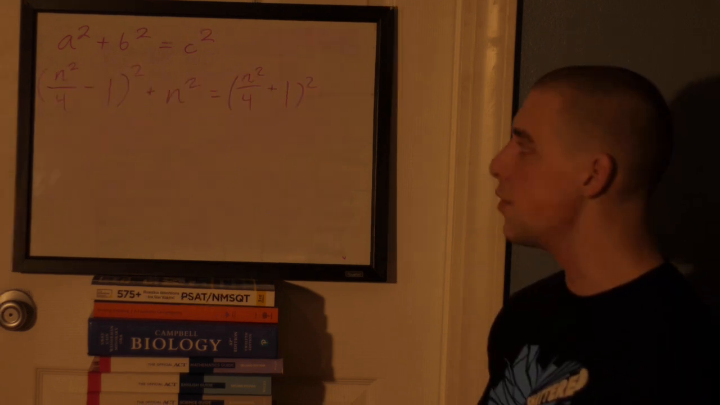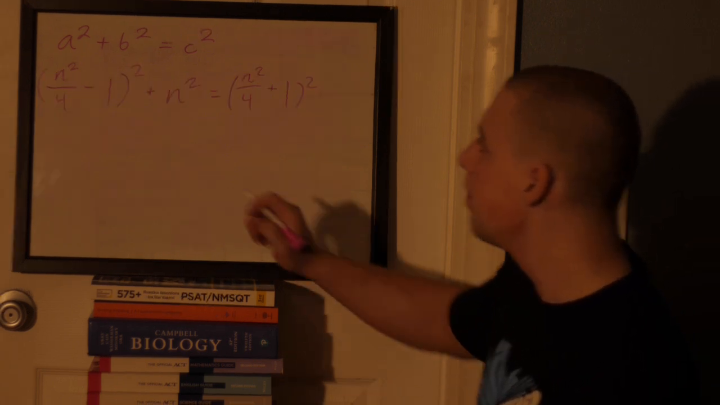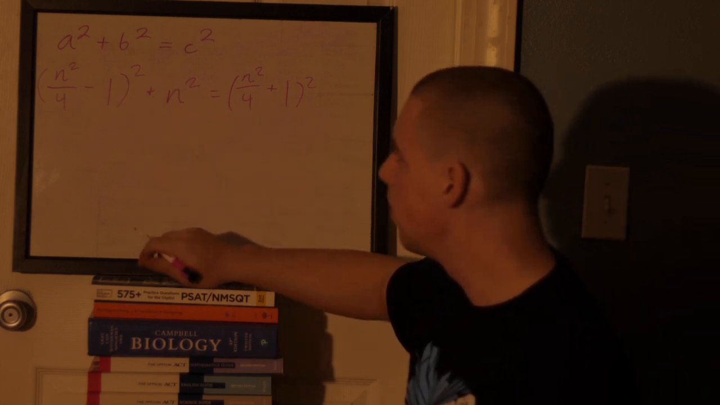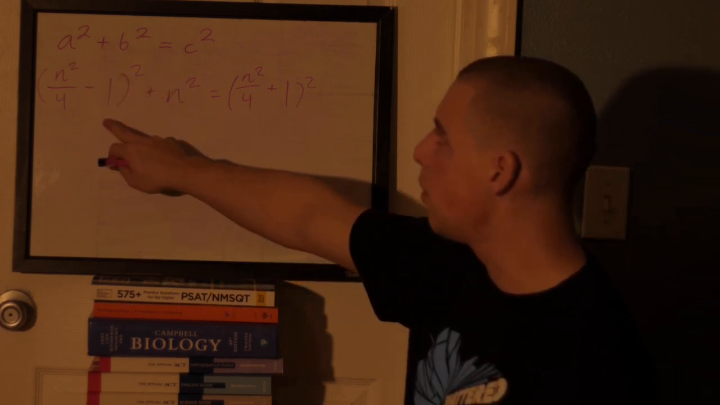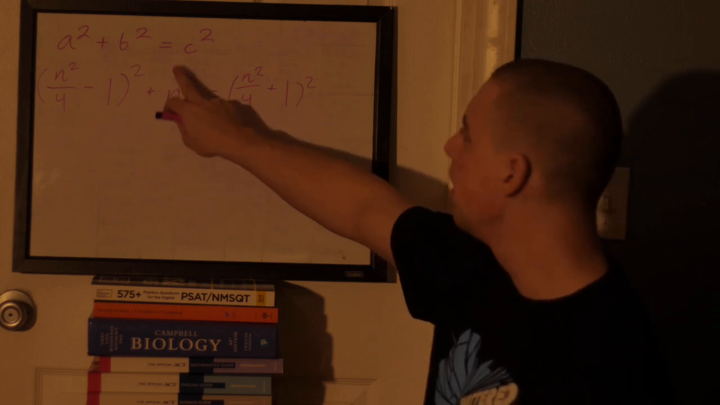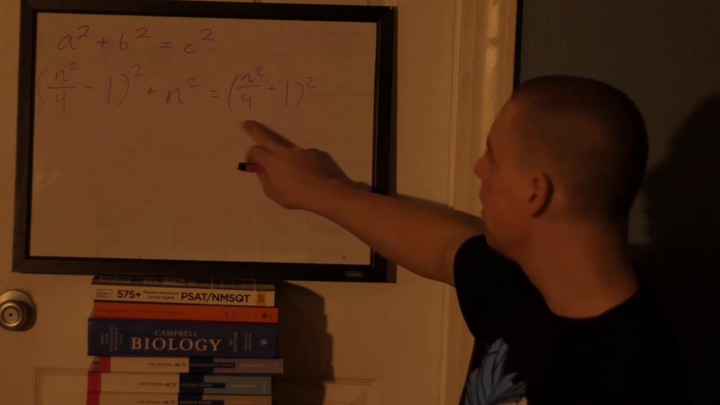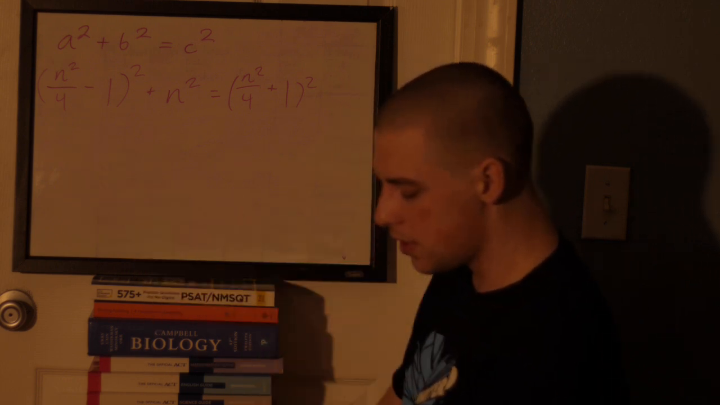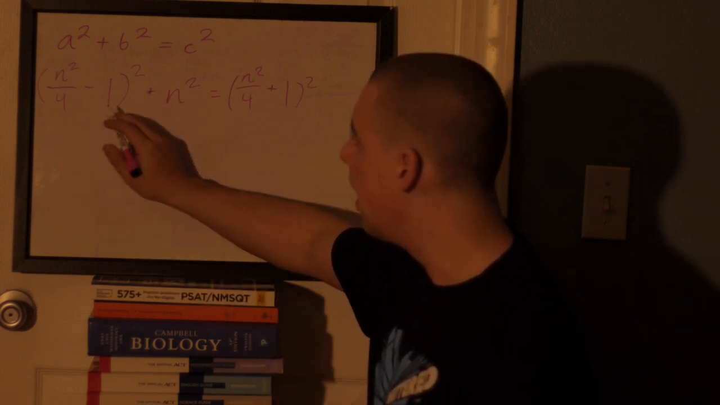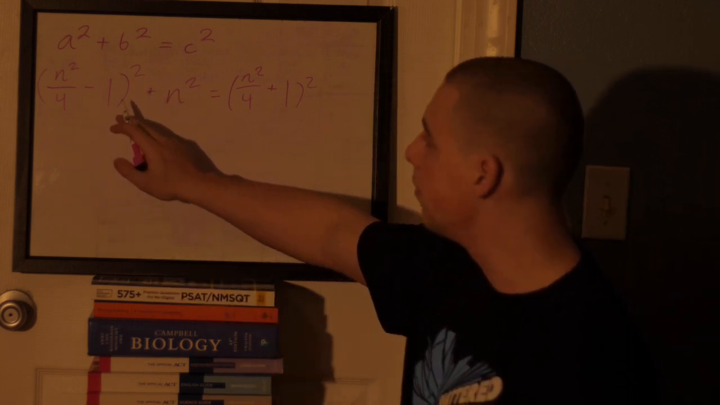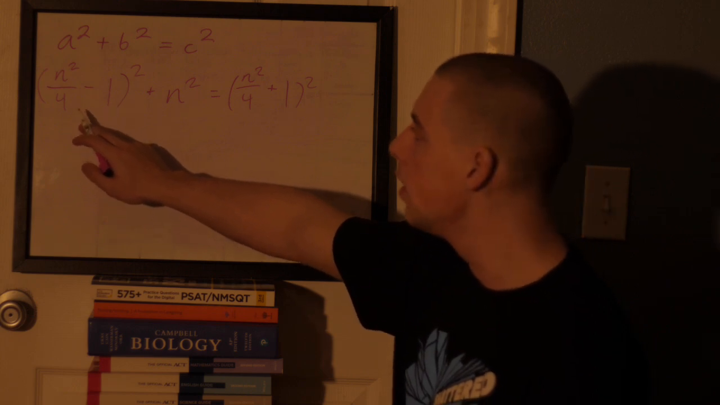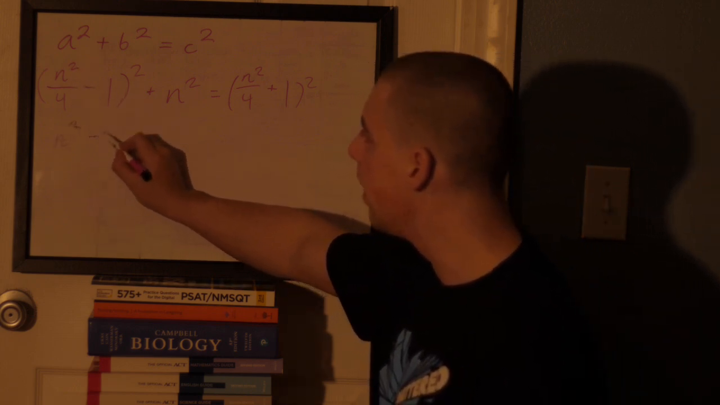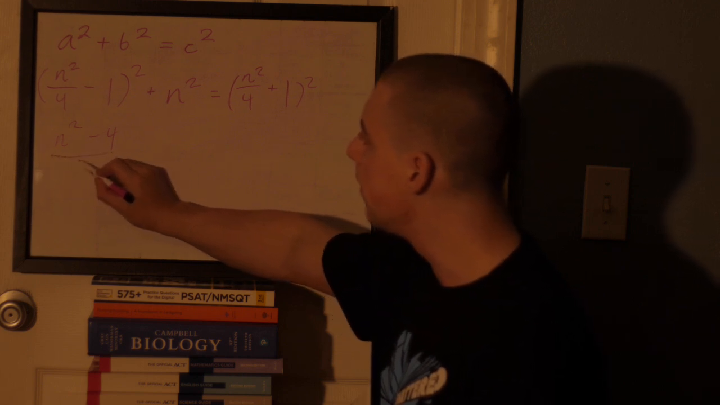The next step is to, in an extremely similar fashion, establish this identity. Once again, we're just substituting a for one side, b for the other, and c for the hypotenuse. We can do this exact same thing that we just did. First, actually, we're going to turn this 1 into 4 over 4 so that we can have a common denominator. (n squared minus 4) all over 4.